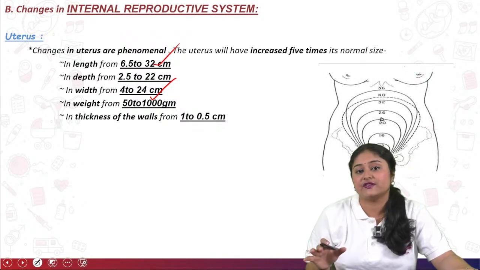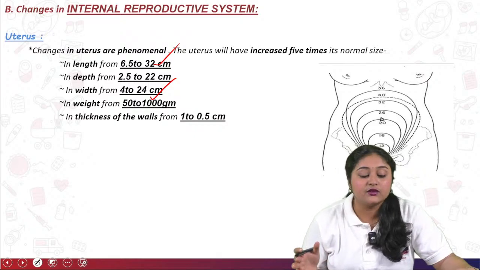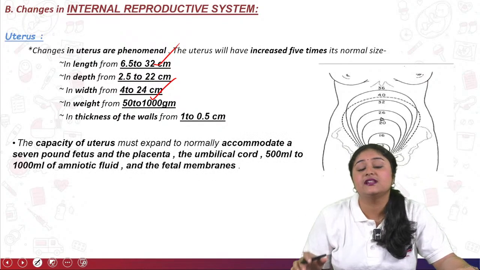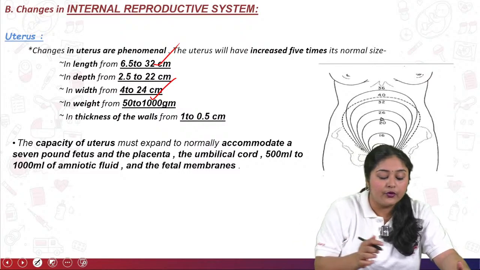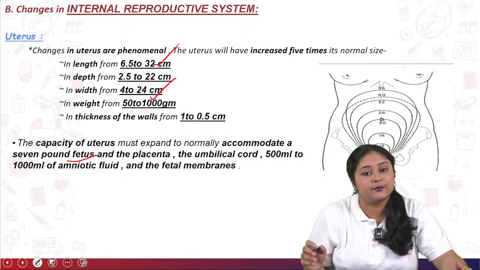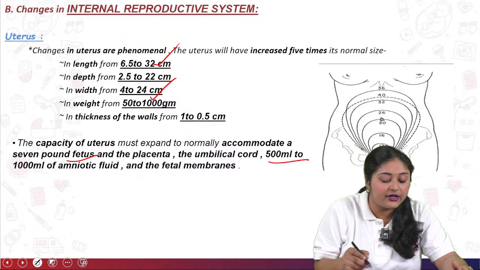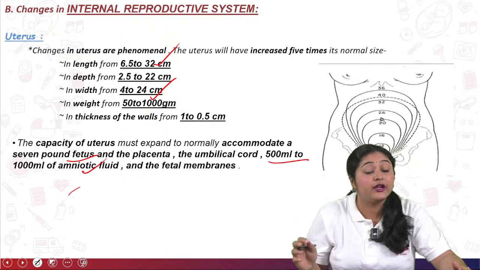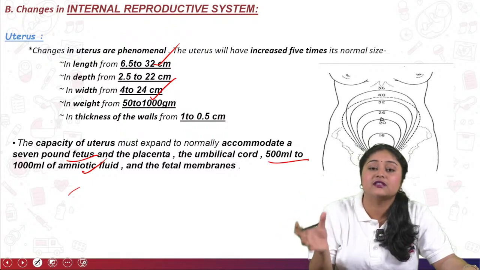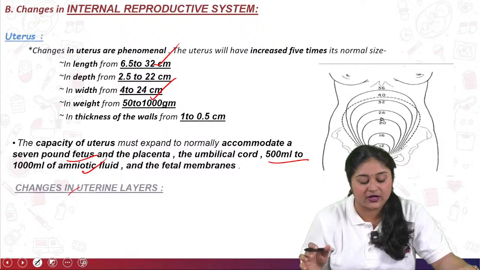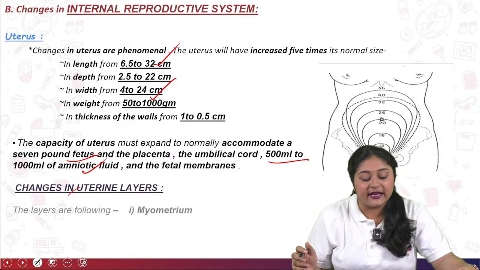So these are the changes happening lengthwise for the uterus, and the capacity of the uterus also becomes greater. At that time it can accommodate a 7 pound fetus, placenta, umbilical cord, 500 ml to 1000 ml of amniotic fluid, as well as the fetal membranes. Meaning all the products of conception are accumulated inside the uterus. Now come to the changes in the uterine layers.